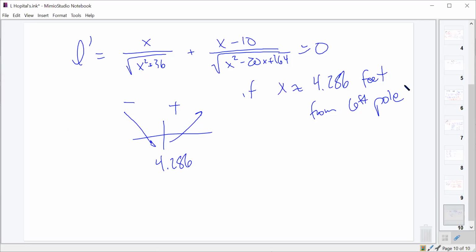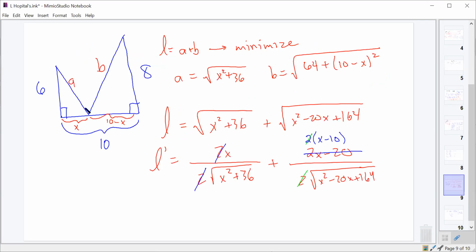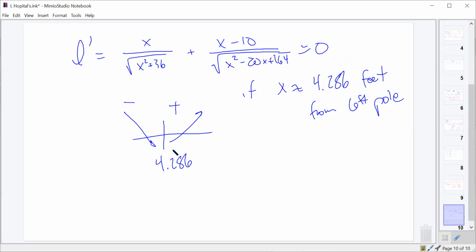You may have set yours up differently if you were working on this one on your own. You may have set yours up so that this distance was x with the 8. So you might have had x squared plus 64, and then 10 minus x squared plus 36. And you would have still got, when you found the critical value, 10 minus 4.286 as your critical value. And you would have said you're that far away from the 8-foot pole.